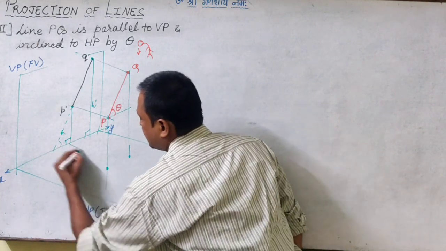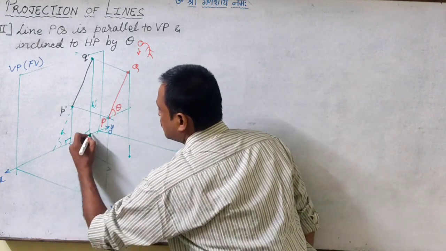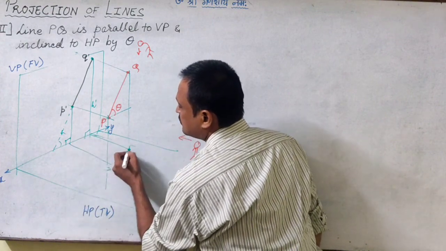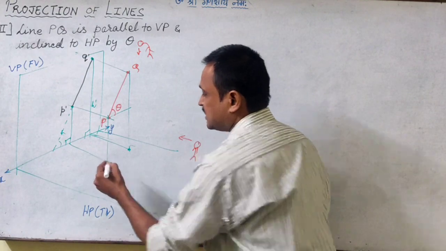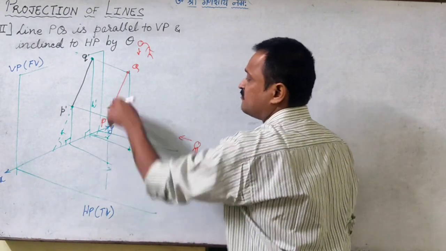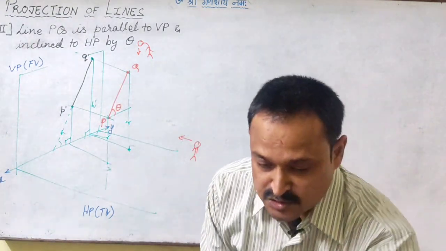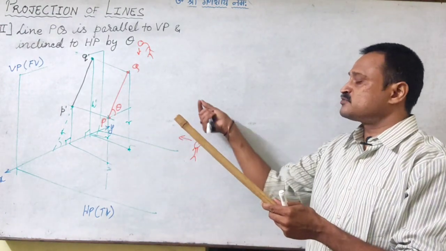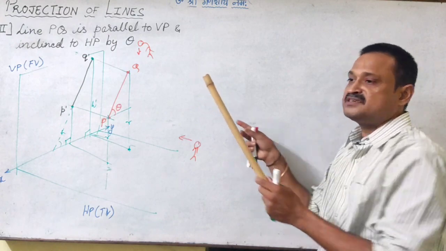So again, wherever they will meet the horizontal plane, we will get the images of P and Q. Let me show you this way. We have passed the projector through P and Q, so we get the front view image in the VP.